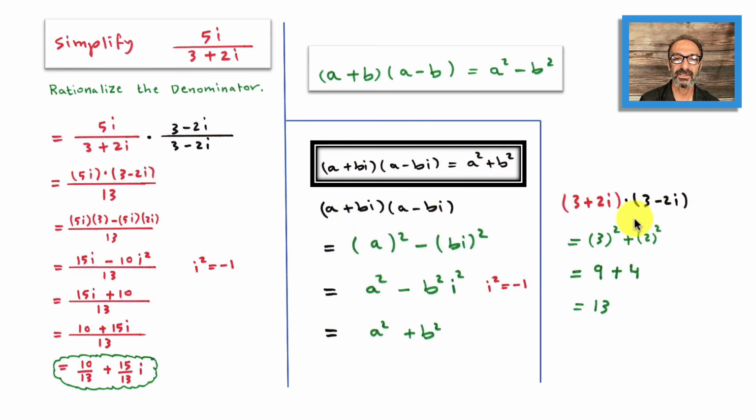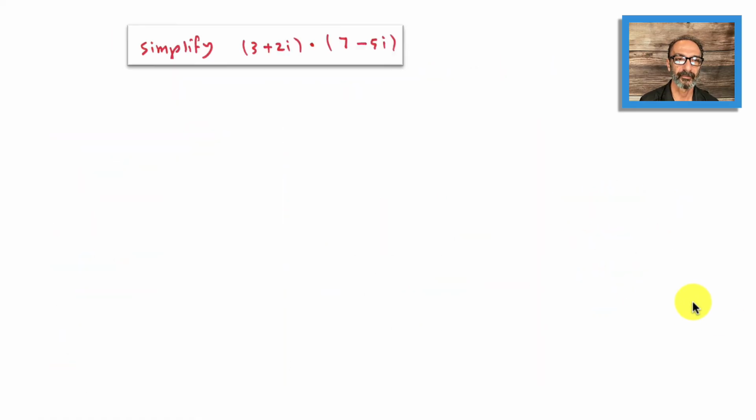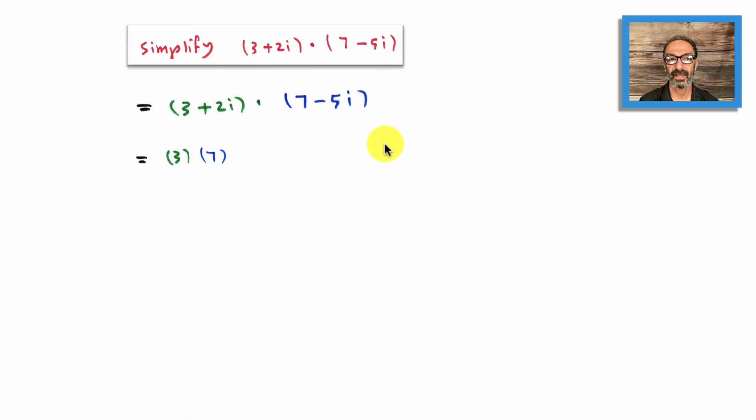Let's take another practice of multiplication with different numbers like this one. So 3 plus 2i times 7 minus 5i, we're going to multiply them. I'm using different colors to show you what I'm doing. 3 times 7, 3 times negative 5i, then we'll move to the 2i times 7, and 2i times negative 5i.